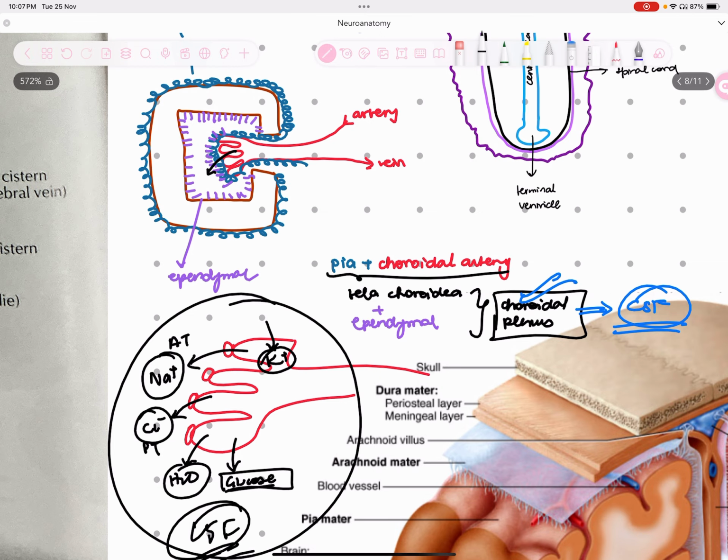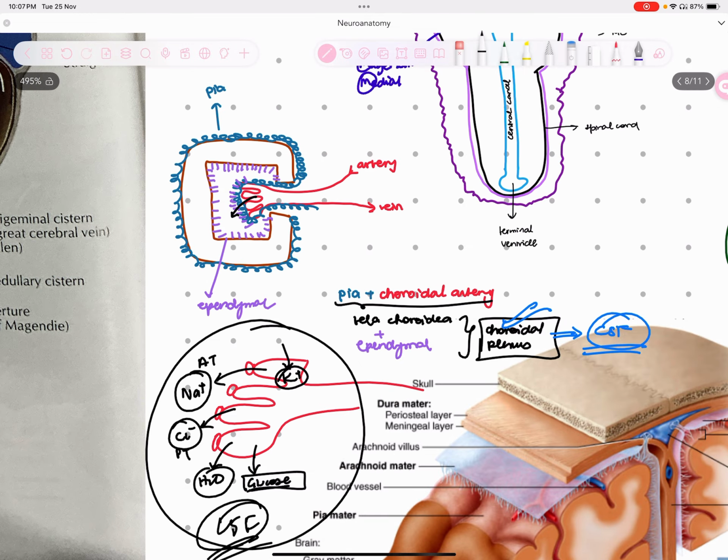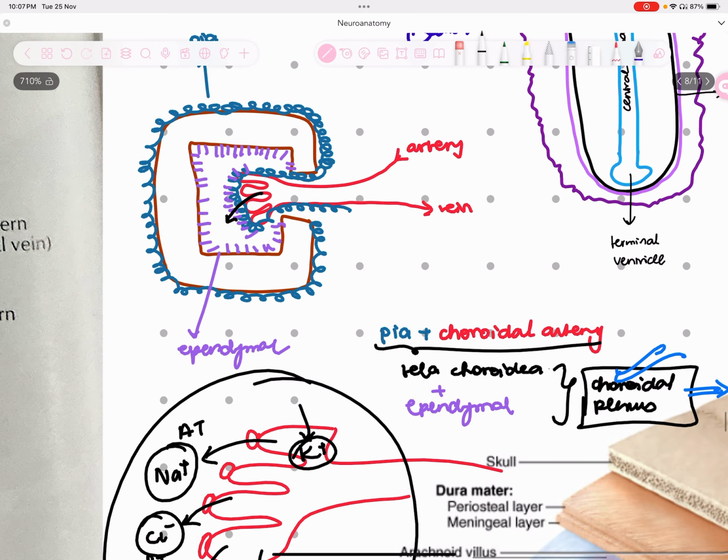How is it made? Again, active secretion of sodium. Passively, it is followed by chloride and water, and then glucose also. And how about potassium? Potassium is reuptaken, or reabsorbed into the capillary or artery or vein or whatsoever, right? So these are the constituents of your CSF.